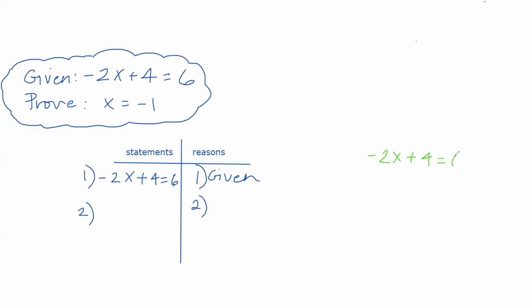-2x plus 4 equals 6. How do I solve this equation? What would I do first? Well, I would subtract 4 from both sides first. That means the subtraction property is what is happening here. Subtraction property of equality is the way we would write that.